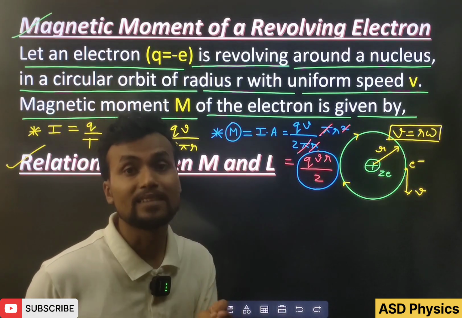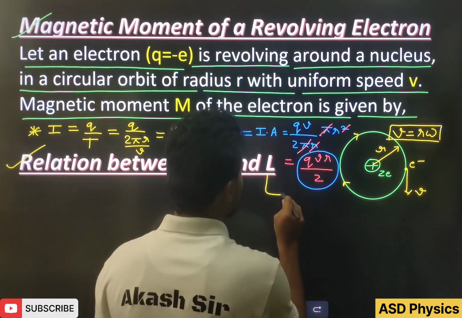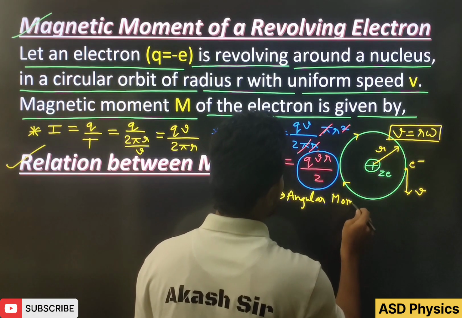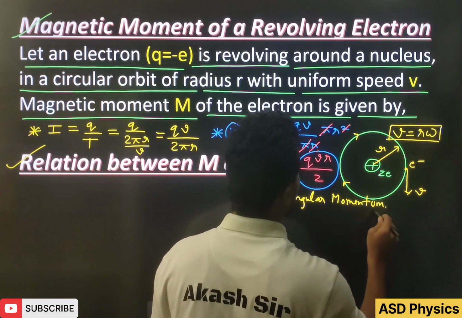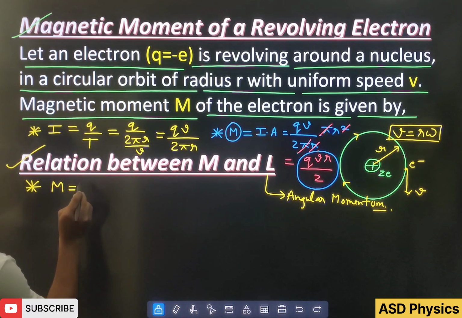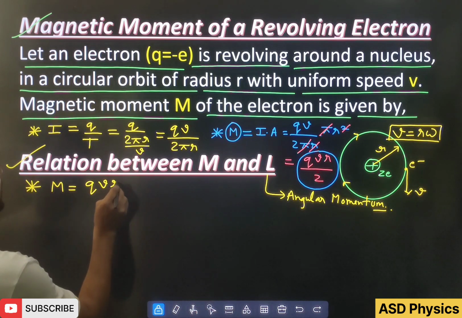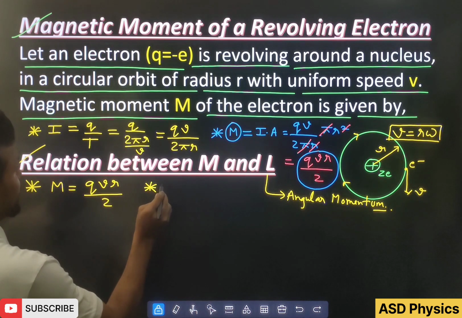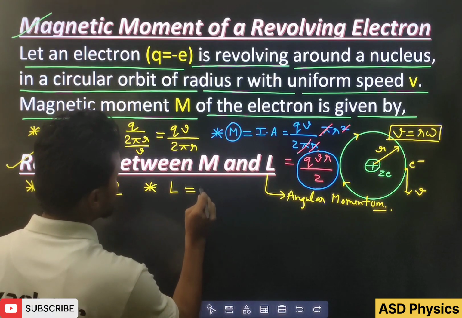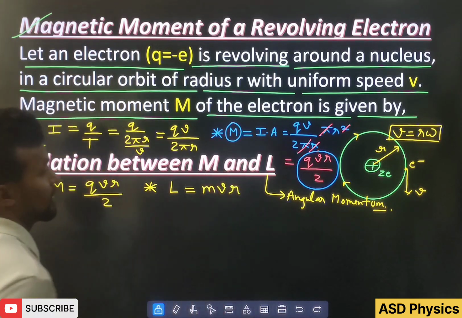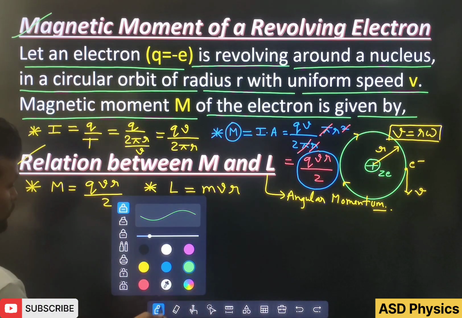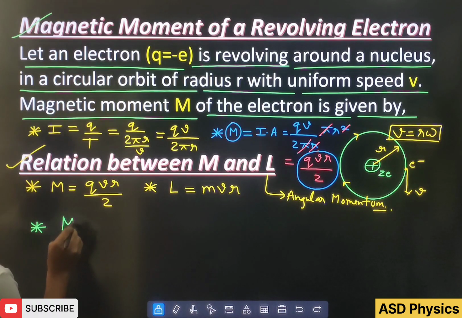Now let's see the relation between M and L. What is M? Magnetic moment. What is L? This L is called angular momentum. Let me write here. You know very well what is the M. M formula we have got here, QVR by 2. And in a circular path, angular momentum we can write L equal to MVR. For circular path only, L equal to MVR.